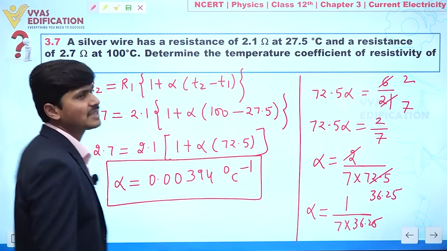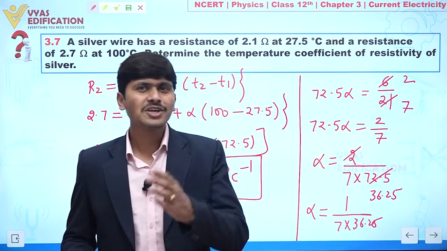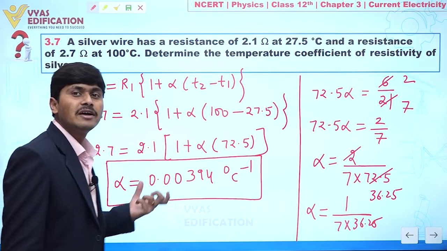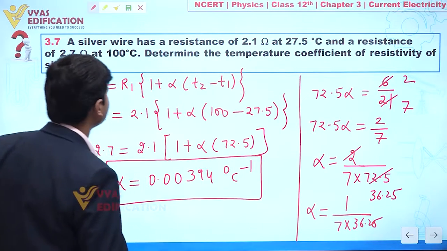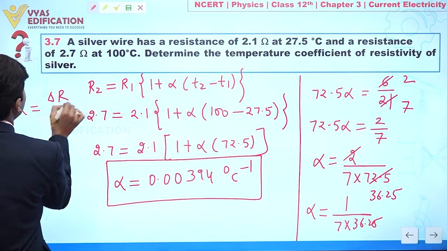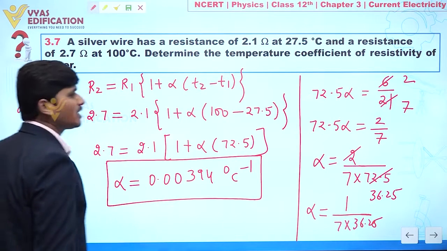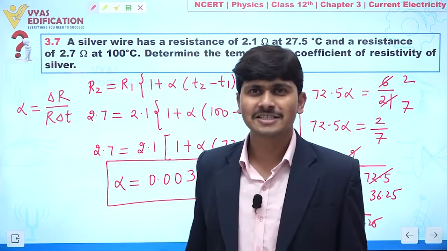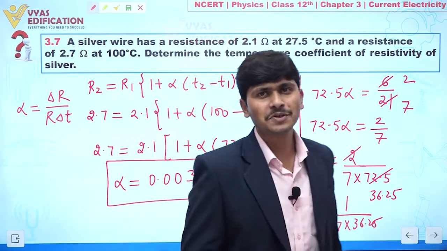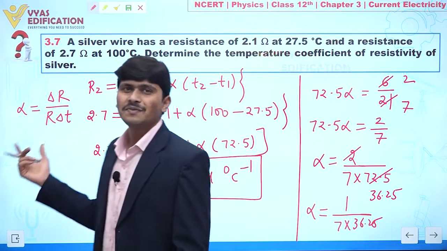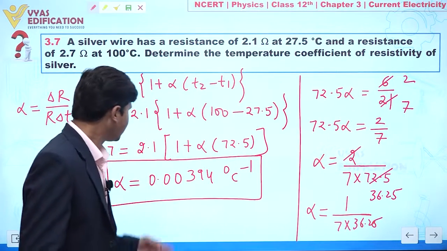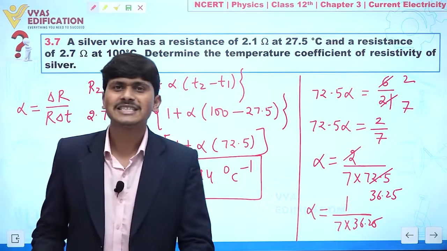Alpha is what? This is temperature coefficient. My dear student, how can we define this alpha? Alpha is actually defined like this. We can also write this formula like this: alpha is equal to delta R upon R delta T. It means fractional change in resistance. Listen carefully: fractional change in resistance per unit rise in temperature is known as temperature coefficient. Clear? So this is all about this question. We have the correct answer 0.00394 per degree Celsius. Clear?